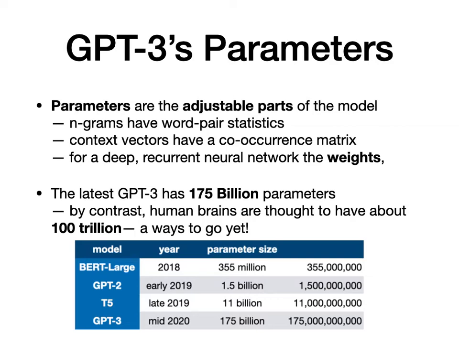In our n-gram models, we had all those word pair statistics. We would say that the relationships between those words were parameters. Same for the context vectors. Each cell of that co-occurrence matrix, here's a word and here's all of its co-occurrences with the dictionary, that's also a co-occurrence. Those are both examples of parameters.